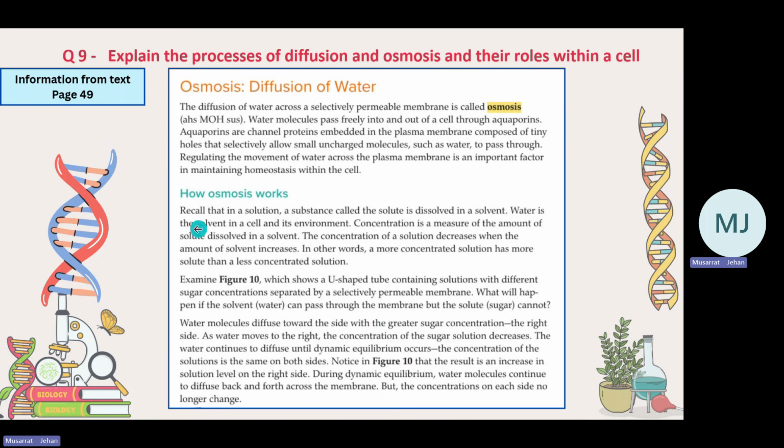How does it work? In a solution, a substance called the solute is dissolved in a solvent. We discussed this earlier. Water is the solvent in the cell and its environment. Concentration is the measure of the amount of solute dissolved in the solvent. How much solute has been dissolved in the solvent? The concentration of a solution decreases when the amount of solvent increases. If more water is added, concentration will decrease.